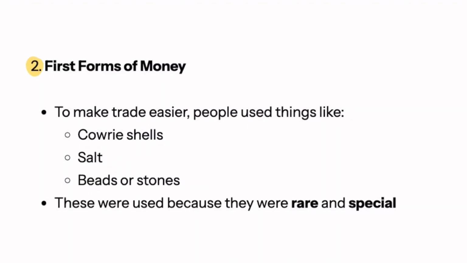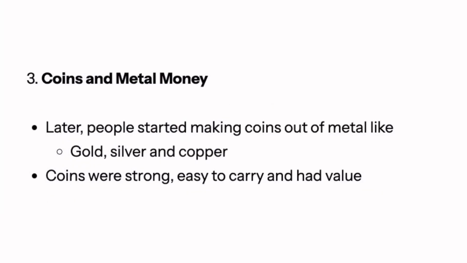Next, there were the first forms of money. To make trade easier, people used things like cowrie shells, salt, or beads and stones. They used these because they were rare and special, and it showed the first forms of currency. Next, we have coins and metal money, when people started making coins out of metal, such as gold, silver, or copper. Coins were strong, easy to carry, and held value.